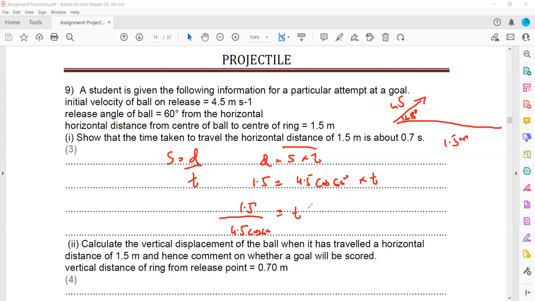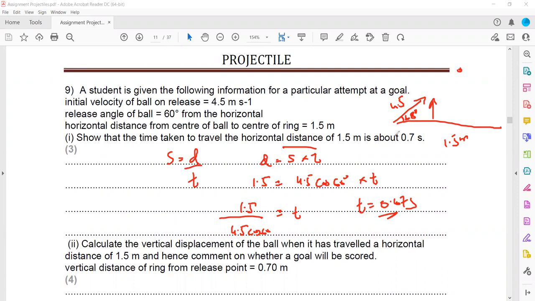Why did I not use the vertical component? Because the vertical component affects the vertical motion, the height, not the range. So 1.5 divided by 4.5 cosine 60, what's the answer? Which is approximately equal to 0.67 seconds. So 0.67 is approximately equal to 0.7.